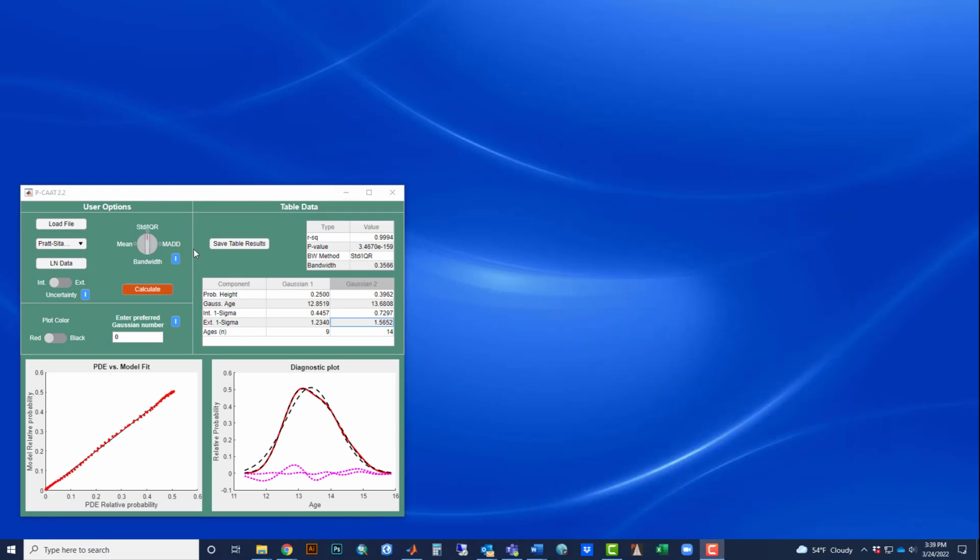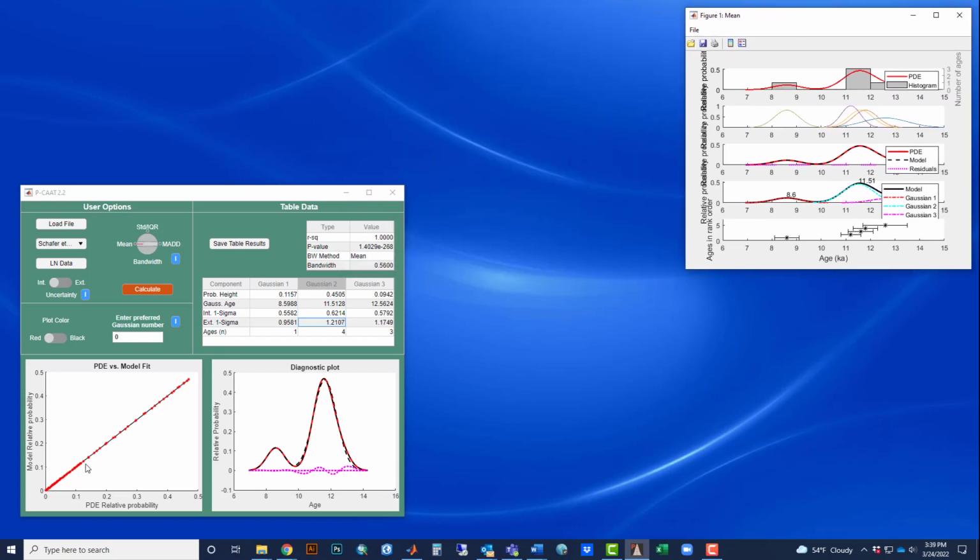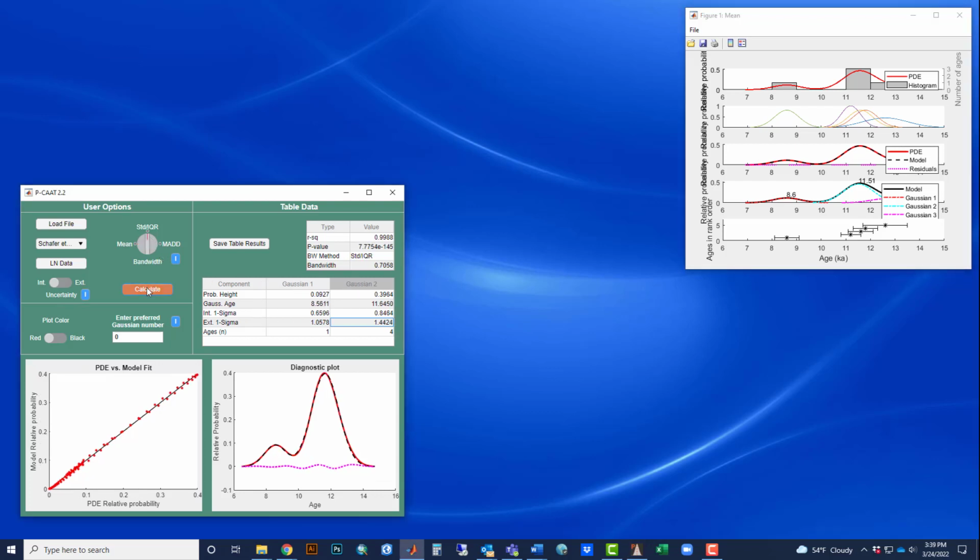Okay, let's move on to the next data set. And we're going to start over again. Looking at Schaefer's data, starting with the mean bandwidth estimator. So we have a nice model fit here along that 1-to-1 line. So let's calculate the next bandwidth.